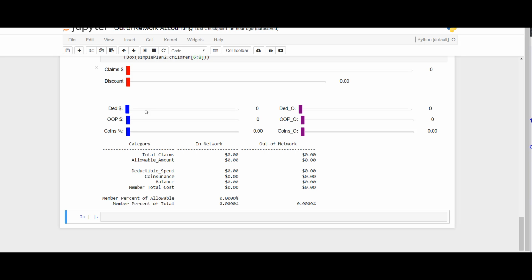And what that means is here in the blue, we are going to construct an in-network health insurance benefit, and then in the purple, we're going to construct an out-of-network benefit. So we'll go ahead and do that now.